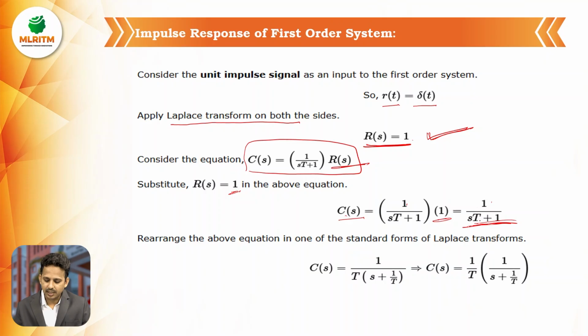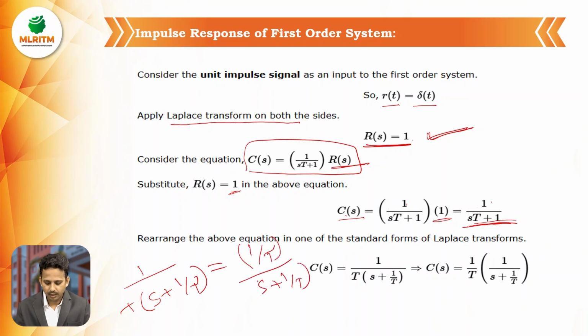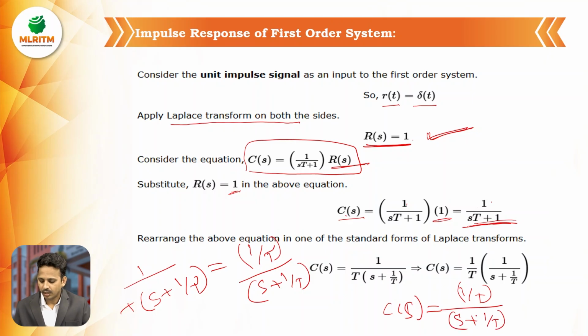Now take tau as common. If I take tau as common, then s plus 1 by tau. After rearranging, 1 by tau by (s plus 1 by tau). So C of s is equal to (1 by tau) by (s plus 1 by tau). Now I want to apply the inverse Laplace transform to this. The inverse Laplace transform of C of s is equal to 1 by tau into e power minus t by tau.